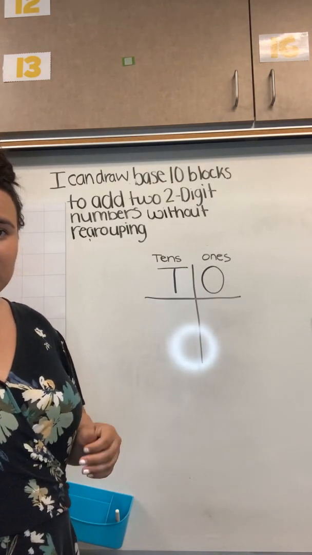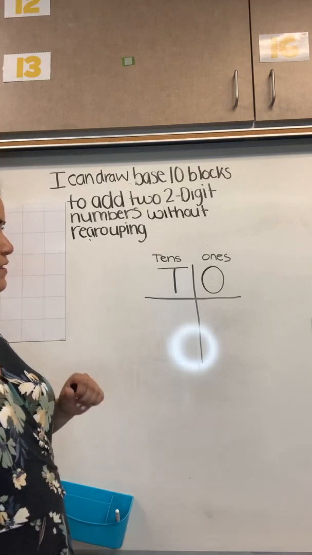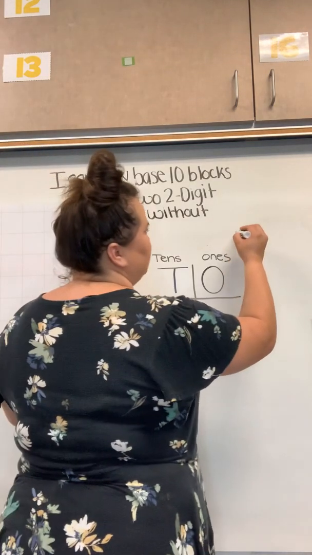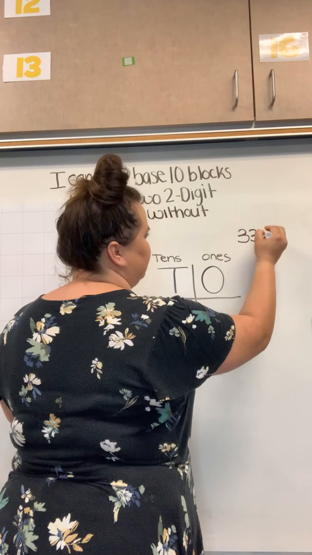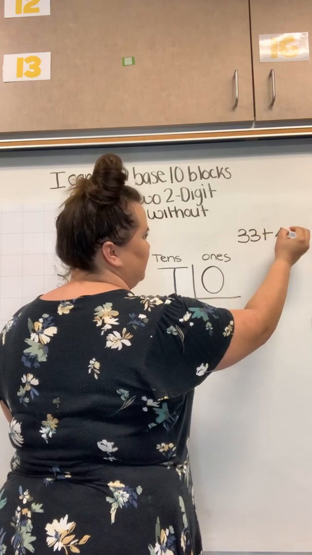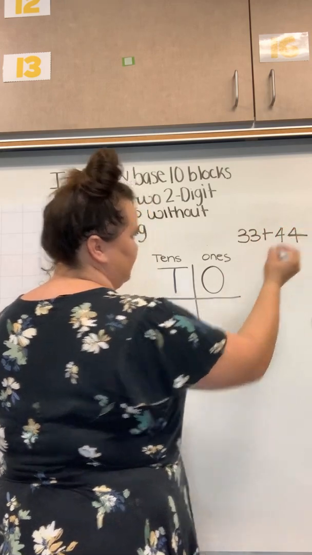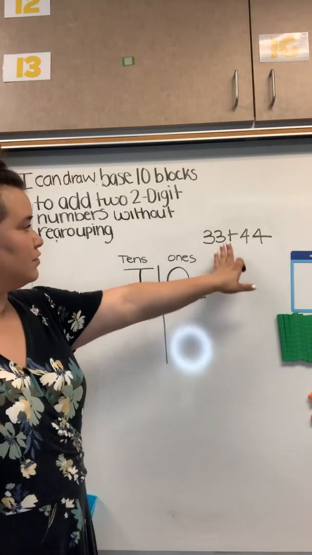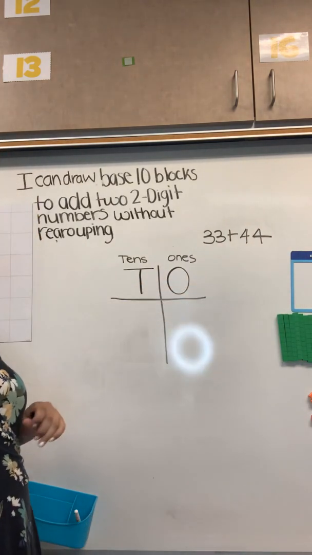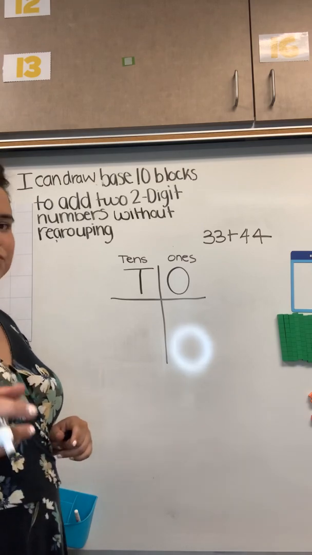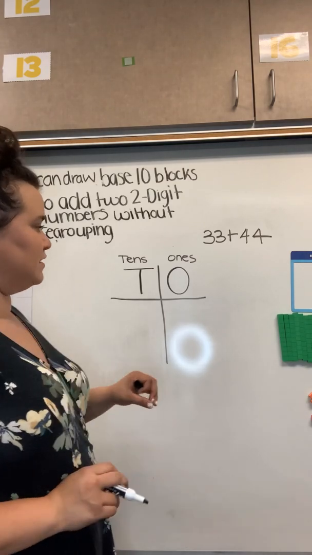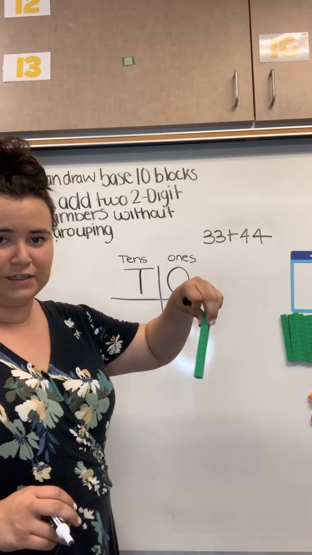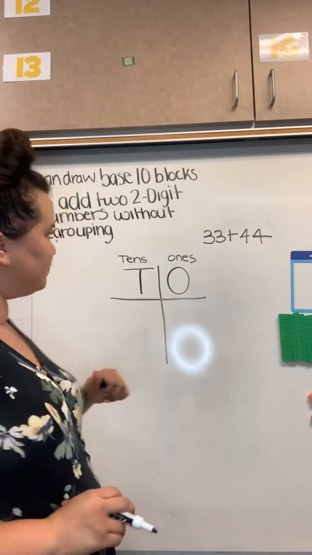So let's start with our first problem. Let's do 33 plus 44. 33 plus 44. So now remember, we're drawing our base 10 blocks instead of using physical ones like last lesson.